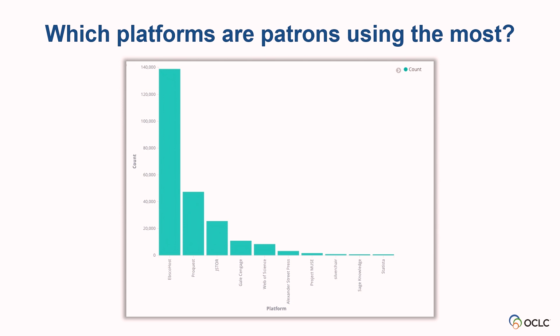We're finding many of our libraries have a single or a couple of platforms that comprise the majority of their usage, and then there's a long tail following that out, as you can see in a graph like this.